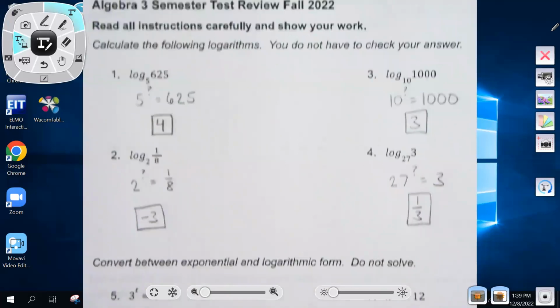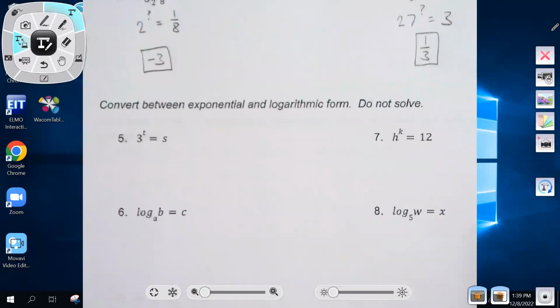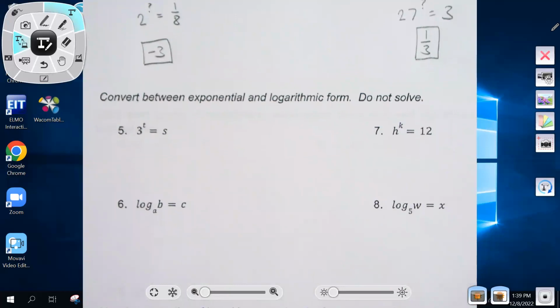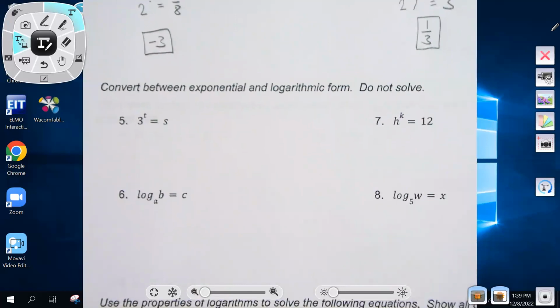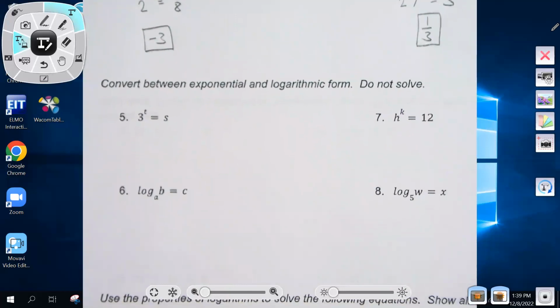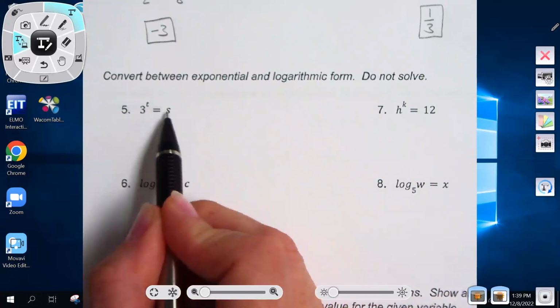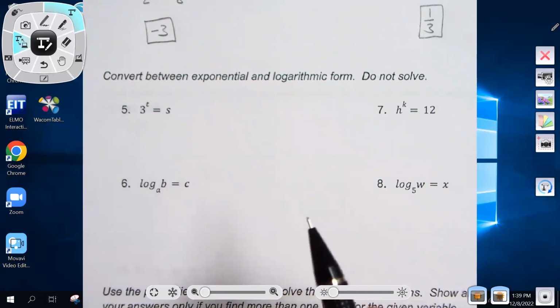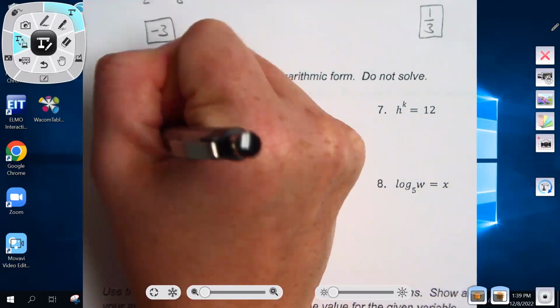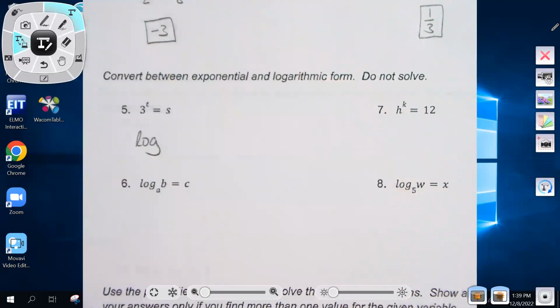Numbers 5 through 8, it's asking for you to convert between exponential and logarithmic form. You don't have to solve anything, you're just converting back and forth. Number 5, this is in exponential form, which means we need to change it to logarithmic form. So the first thing we need to write is log.